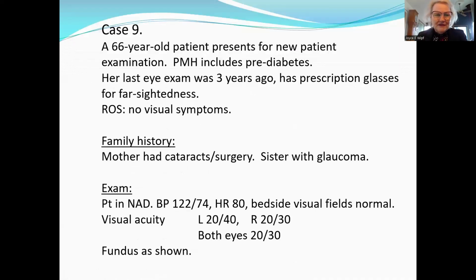Okay, case 9. A 66-year-old patient presents for new patient examination. Past medical history includes prediabetes. Her last eye exam was 3 years ago, has prescription glasses for farsightedness. Review of systems, no visual symptoms. Family history: mother had cataracts and surgery for that. Sister with glaucoma. Exam: patient in no apparent distress. Blood pressure 122/74. Bedside visual fields are normal. Visual acuity: left 20/40, right 20/30. Both eyes 20/30, and we'll see the fundus.